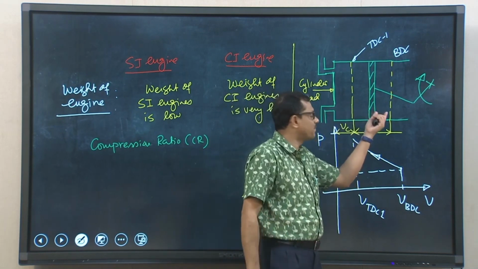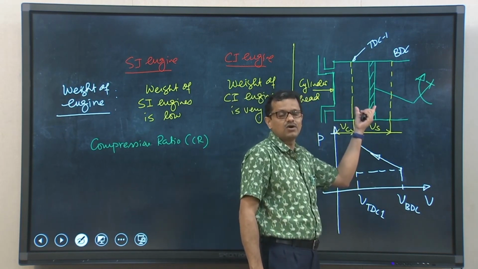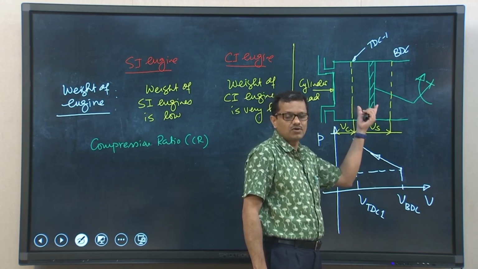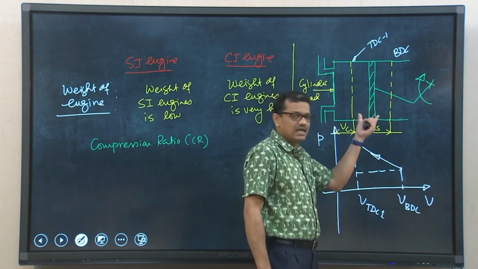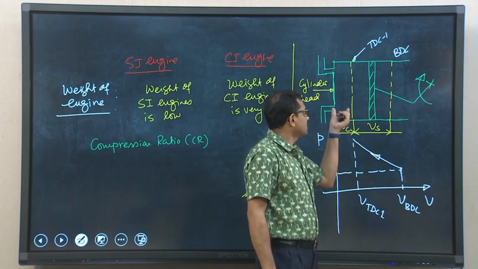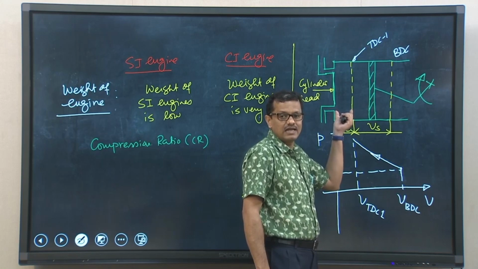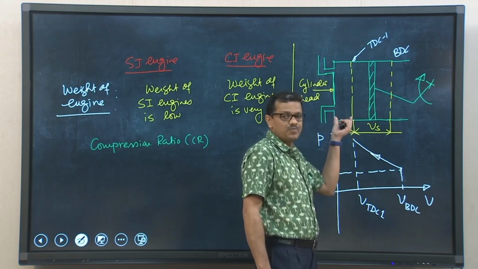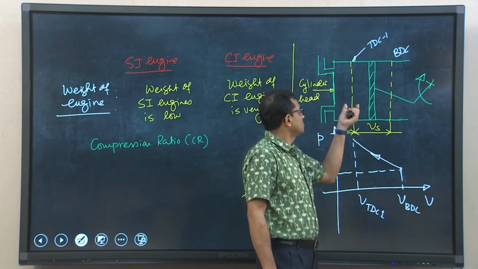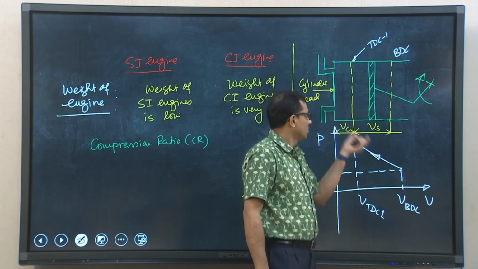So, when we are trying to compress the fresh charge, if it is SI engine, or compress only air for the CI engines, the compressed charge or compressed air will occupy this space, that is known as clearance space. So, this is the volume between top dead center and cylinder head.